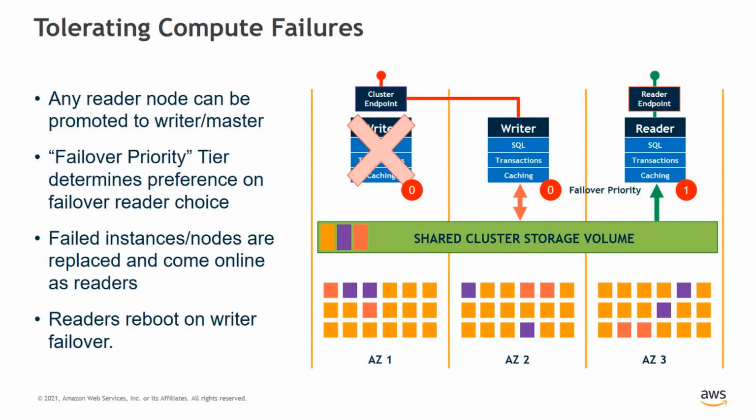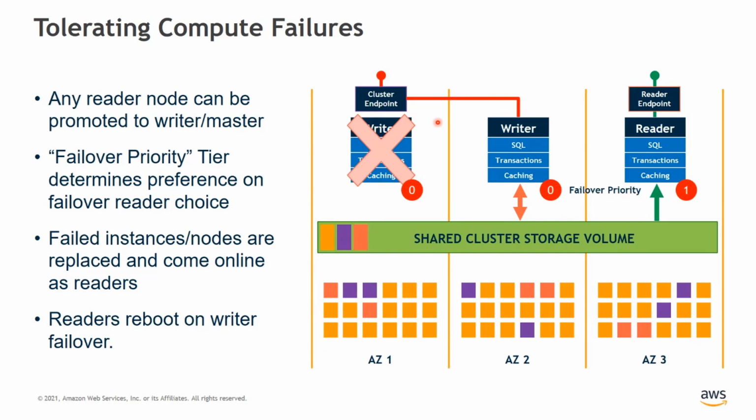So how does that work? Well, pretty much any read node can be promoted to the writer node or the primary node, right? And when you create reader nodes, there is an attribute that we call failover priority, which allows you to designate the priority of different reader nodes in terms of failovers.